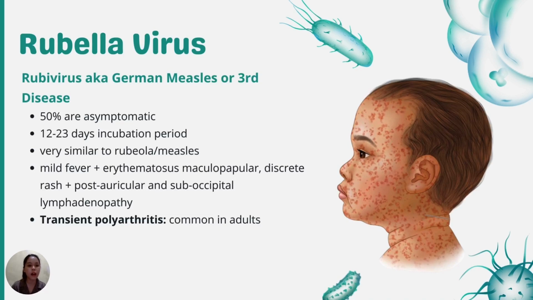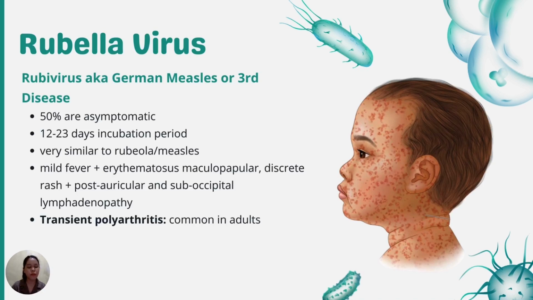Yung signs and symptoms when you are infected with this virus is very similar to measles, kung saan magkakaroon po tayo ng mild fever, plus erythematous maculopapular, discrete rash, yun po yung makikita nyo sa picture, which is nagsisimula yung rash na iyan sa face ng infected person hanggang sa kumalat na po sa trunk and extremities. Bukod doon, nagkakaroon din po tayo ng post-auricular and sub-occipital lymphadenopathy.